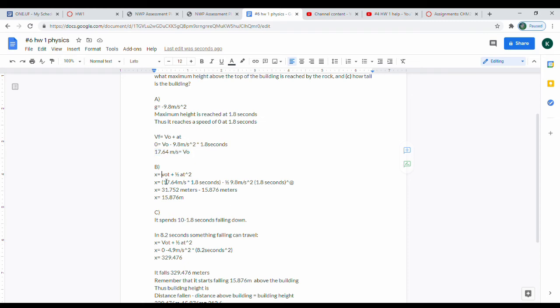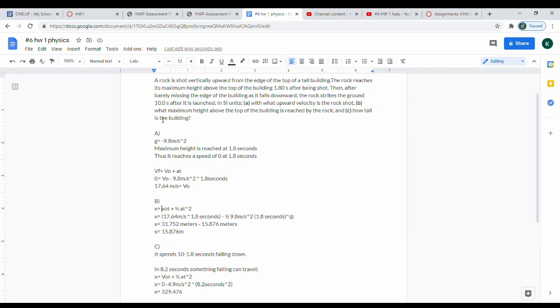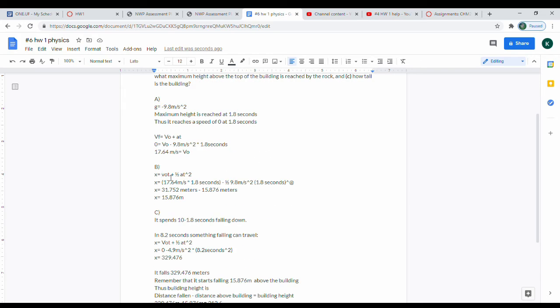And then for B, we are asked what is the maximum height above the building that is reached by the rock. So we can plug it into this distance equation. For v naught t, we plug in the initial speed that it's thrown at, since we figured this out, times the time, then put in 1/2 g, or the gravity. There's a negative here because gravity is negative, times the time to the power of 2. And then we work out the math, it should come out like this, and this should be B.